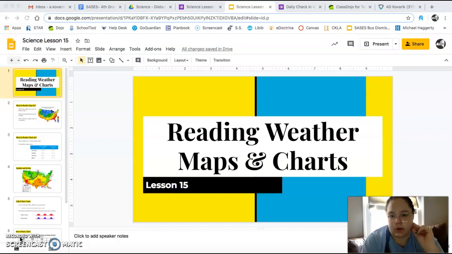We are going to continue learning about weather, and we're going to start talking about how to read and how to use those weather maps and charts that we see on the news or online or anytime we go to look up the weather. So let's go over our slideshow first.